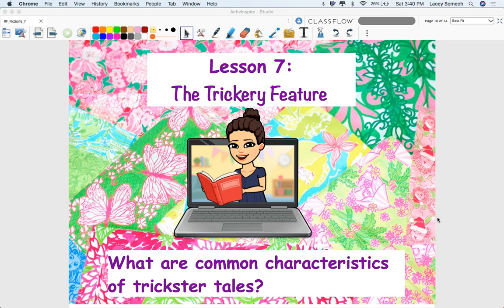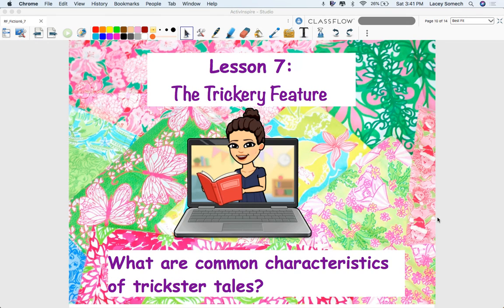And today, I have to say, is one of my favorite lessons. We're going to be looking at the trickery feature of some of our traditional literature. One of the most interesting features of traditional literature is trickery. What I mean by that is characters in traditional literature often use trickery or tricks or pranks to complete a quest. These trickster characters are very cunning and witty, okay? And they use their trickery usually for selfish, but maybe sometimes for generous reasons. Trickster tales share a particular cultural wisdom simply about human nature.